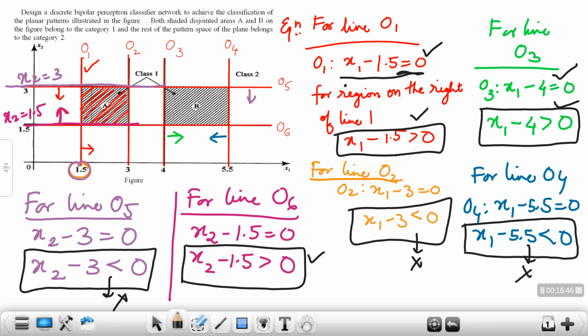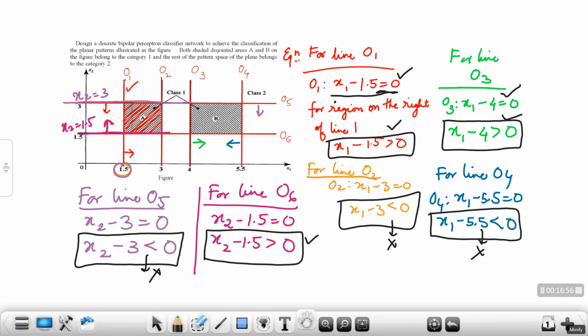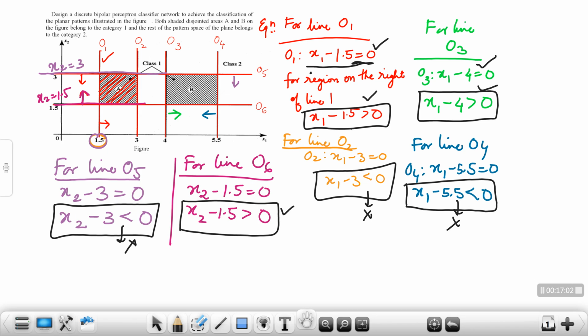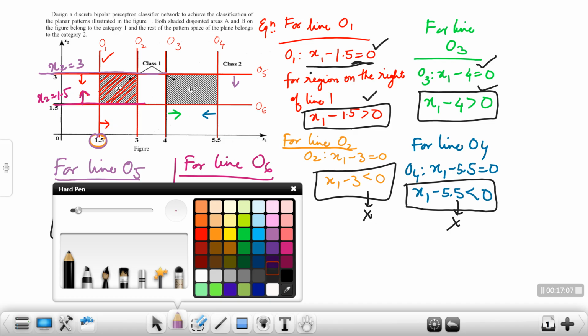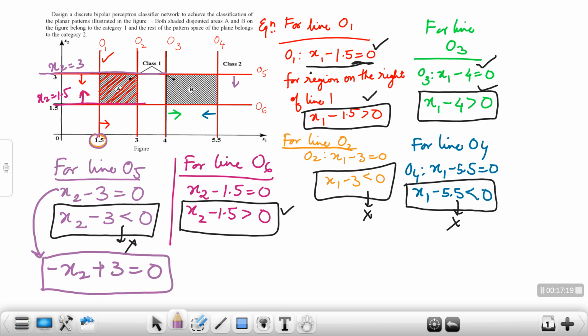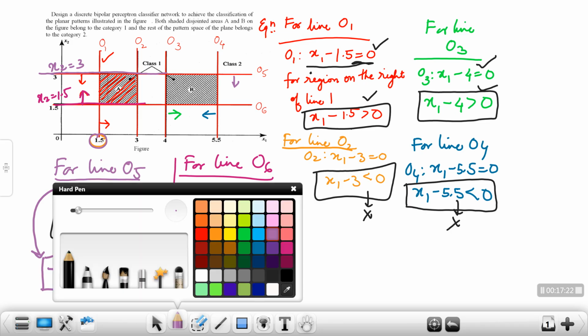That is, but for these 3 conditions, wherever I use the less than sign, it will not be proper. So wherever the less than sign is used, we have to slightly modify those equations, and we do that by changing the sign of those equations. So we change the sign of this equation: minus x2 plus 3 is equal to 0. This will be the final equation which I will be using.